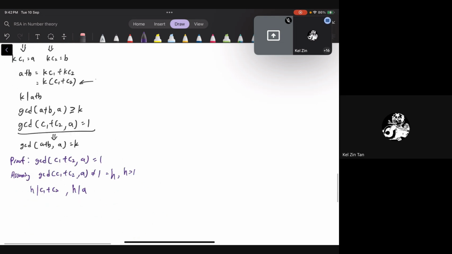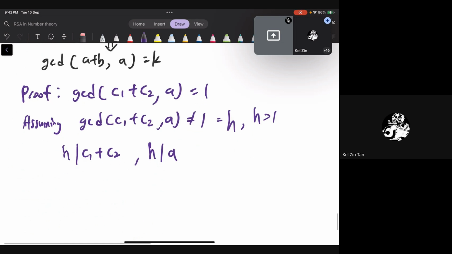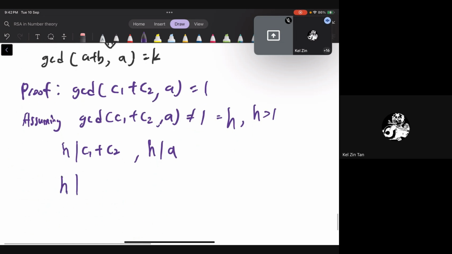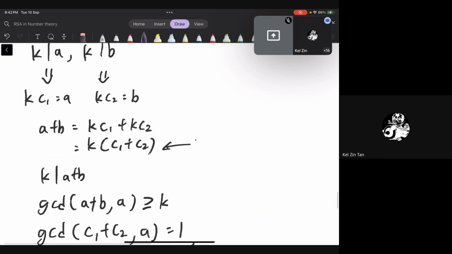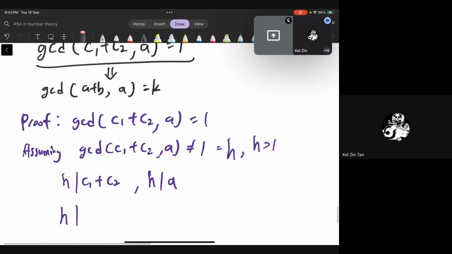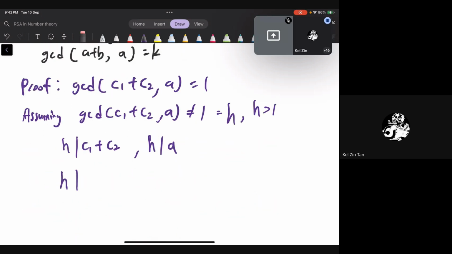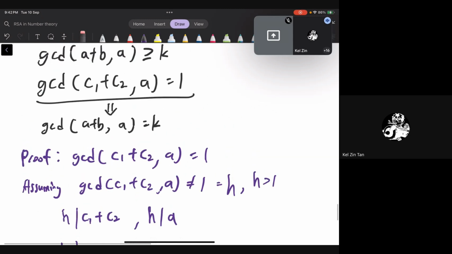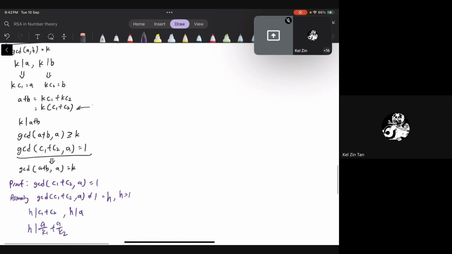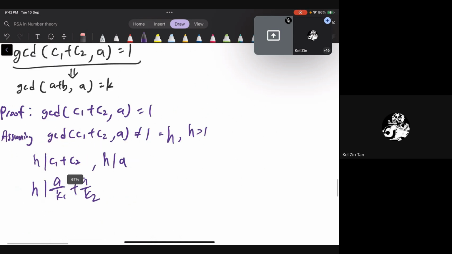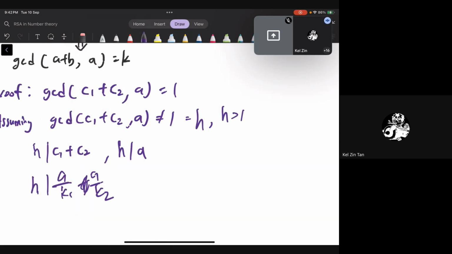Okay, I think I shall try something. So I write H divides C1. We have that C1 is equal to A divided by K. So this can be written as A divided by K. No, sorry. A is divided by K, and B is divided by K.